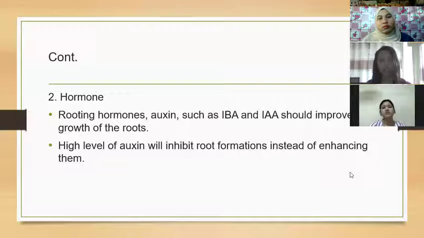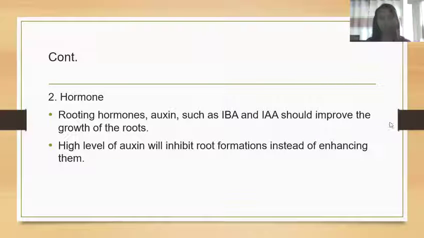Our second hypothesis is that hormone will influence the early growth of Hibiscus rosa-sinensis. Rooting hormones such as auxin, ABA, and IAA should improve the growth of the roots. However, a high level of auxin will inhibit root formation instead of enhancing it, due to the cofactors present in the cultivars.